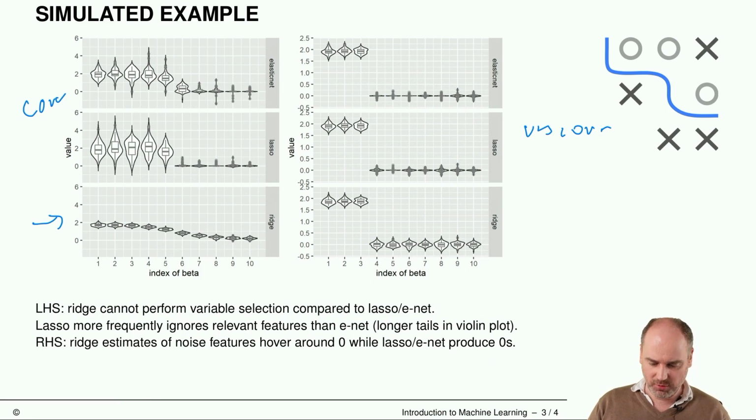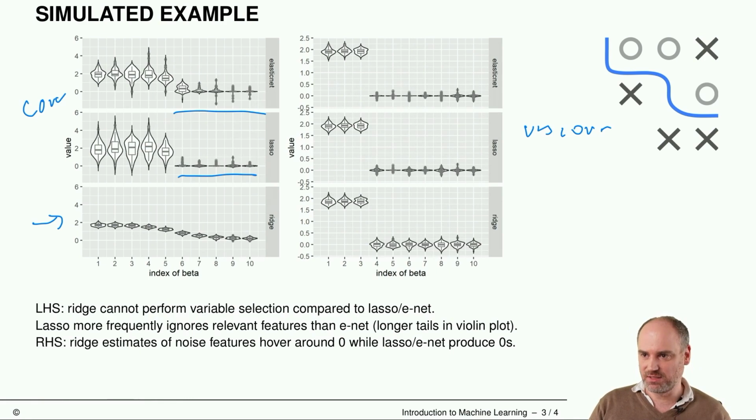If you look at LASSO and elastic net, remember there were 5 features in there, these 5 guys, which had a true effect of 0. It's not perfect, it doesn't work in all cases, but it works approximately fine. The LASSO sometimes, more frequently, ignores relevant features than elastic net.